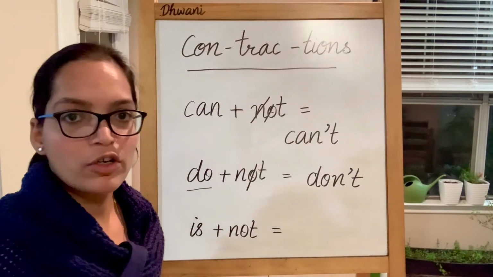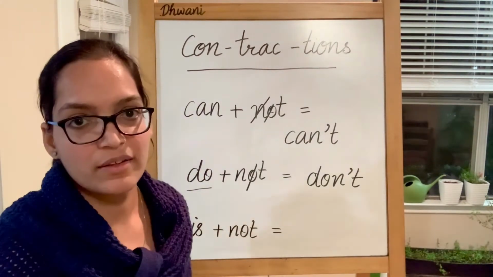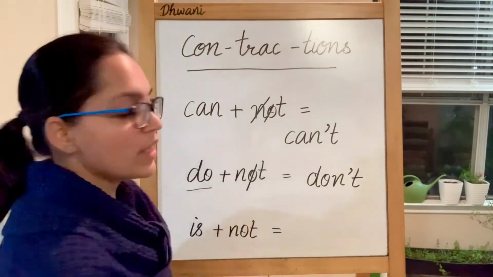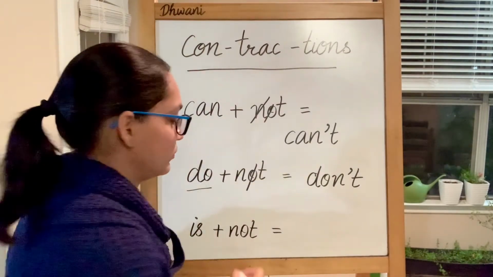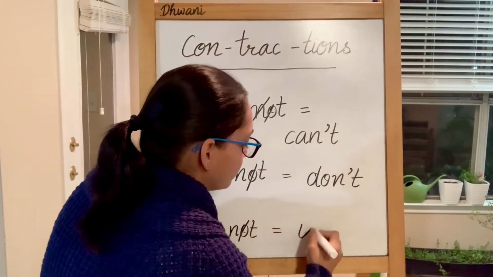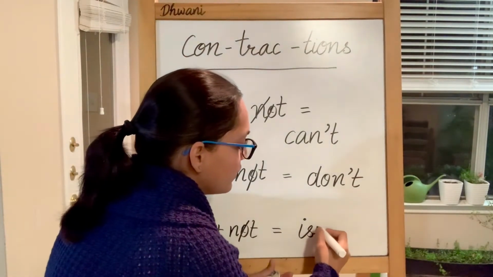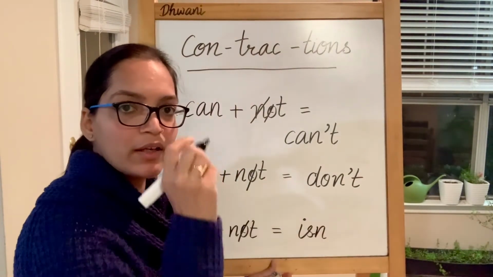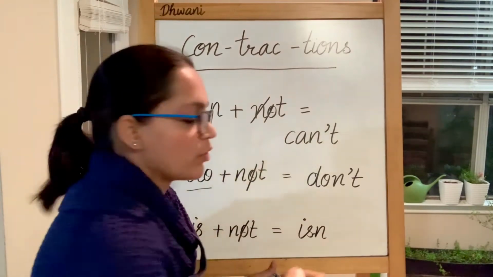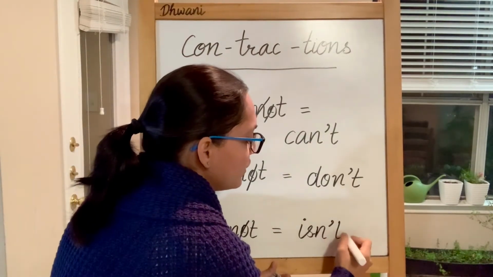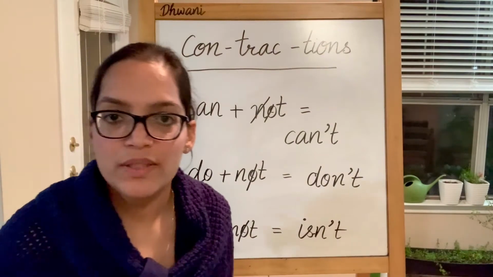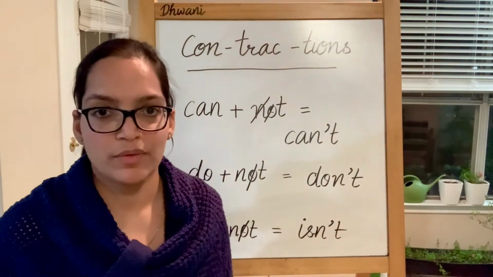Is not. How do we contract it? We do it the same way as this. Remove the O. We write IS, then together with N, and replace our O with an apostrophe, and then write T. And how do we say it? This is isn't. Isn't.